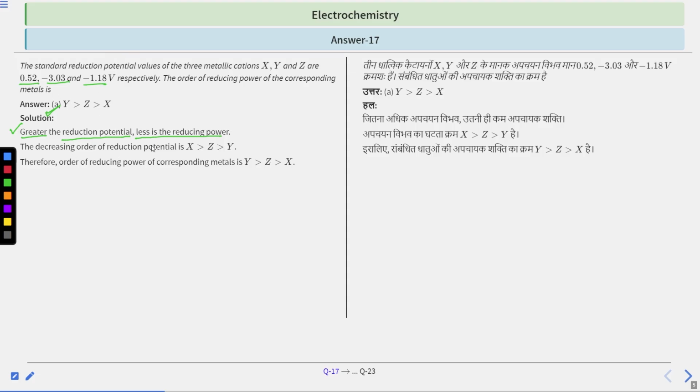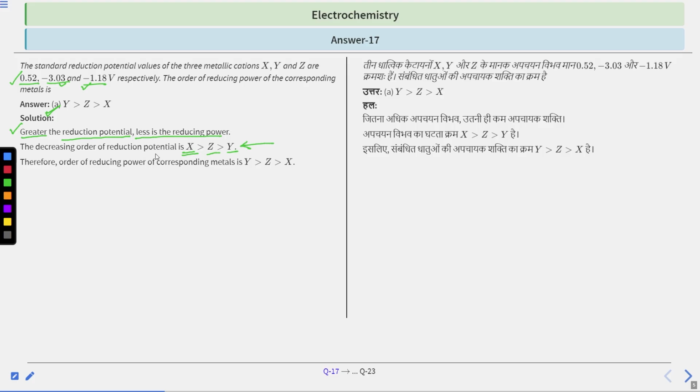The decreasing order of reduction potential is this. The highest or largest reduction potential is that of X, 0.52, because it is positive, and the rest two are negative. Then if you compare the negative ones, the greater will be Z and then Y. So this is the decreasing order of the reduction potentials of the given metallic cations.